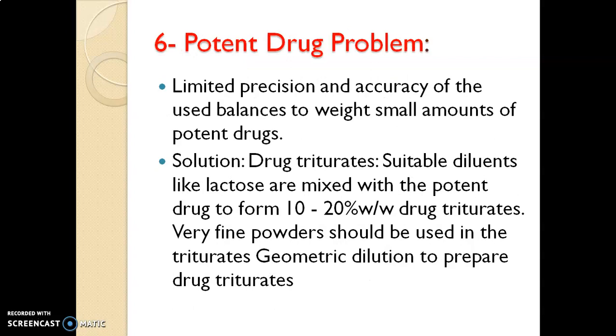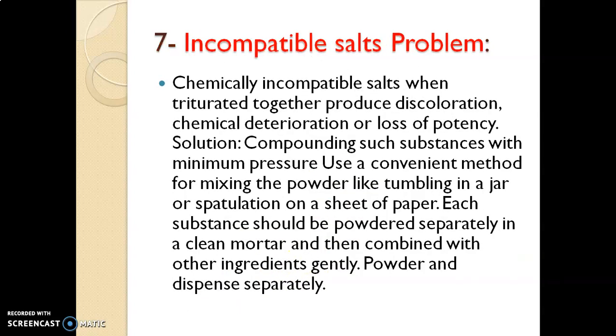Next one is the potent drug problem. We have seen how potent drugs are incorporated by the geometric dilution method. You have to add a suitable diluent like lactose to the potent drug, dispense it, and use the geometric dilution method. Then the incompatible salts problem. When incompatible salts are triturated together, they may produce discoloration or chemical deterioration, or may lose potency. In such cases, you have to use minimum pressure while mixing, or mix in a tumbling jar, with the help of a spatula or on a sheet of paper, or powder them separately in a clean mortar and gently mix the ingredients. So the incompatible salts problem can be overcome, and you can avoid discoloration, chemical deterioration or loss of potency.